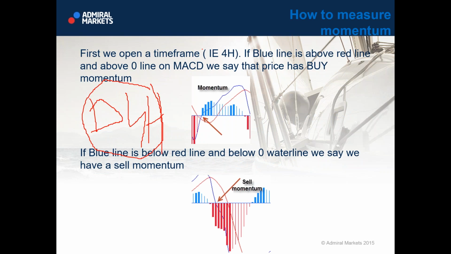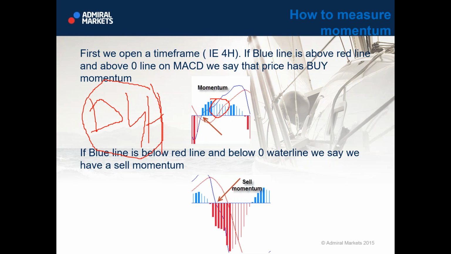So first we open a time frame, let's say 4 hour time frame. If blue line is above red line and above zero line, we say that price has a buy momentum. Okay? So if both lines are above zero line, we have a buy momentum. If blue line is below red line and below zero line, we say we have a sell momentum. This is important, guys. This is when we have both trend and momentum. If next lower time frame has momentum, then we need to move to next lower time frame to find a loss of momentum.